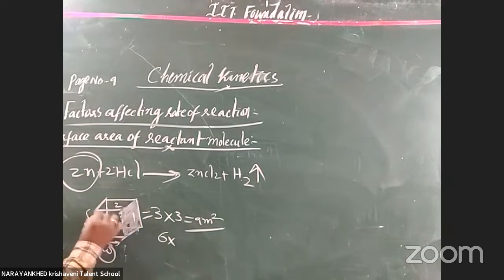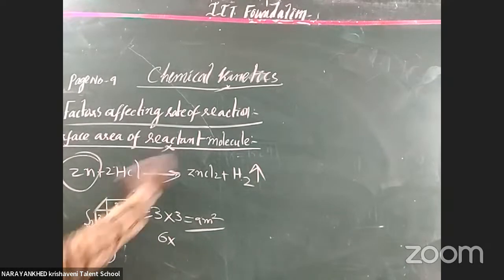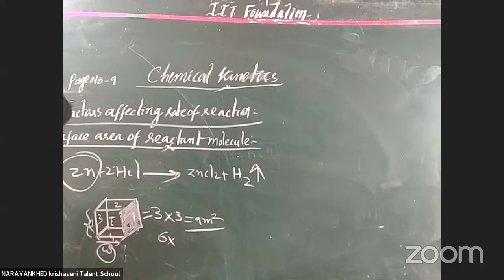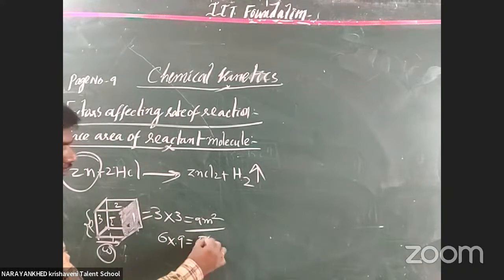1, 2, 3, 4, 5, and another one inside, yes, 6 surfaces are there. Got it? These 6 surfaces are nothing but 6 into 9. How many? 54 meters square it is.